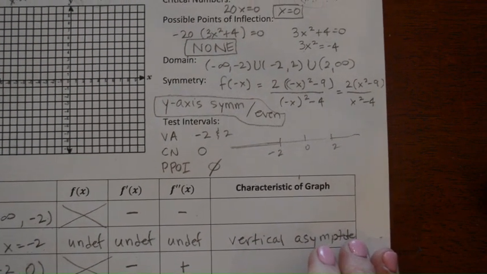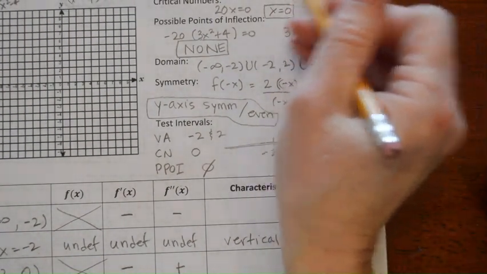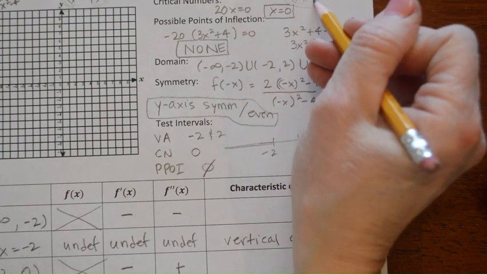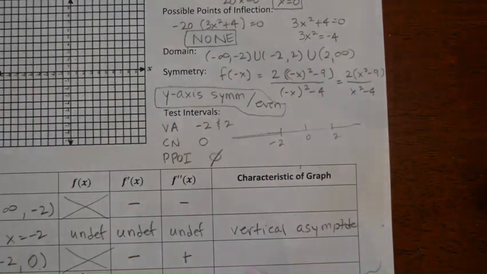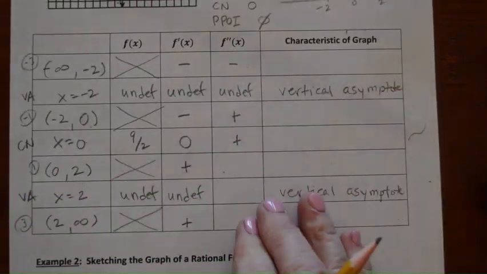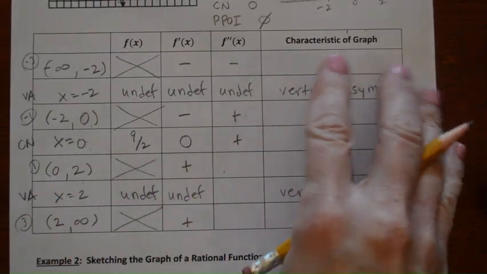Right, I do the same thing for 0. Again, numerator is going to be negative. 0 minus 4 is negative. Cubed is negative. Negative divided by negative is positive. And then I put in 1 here.